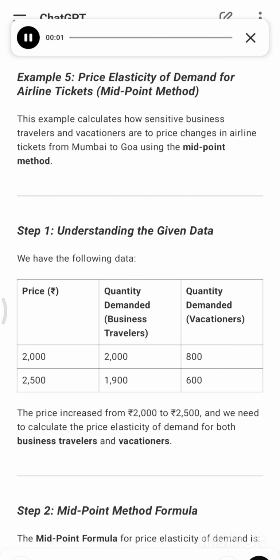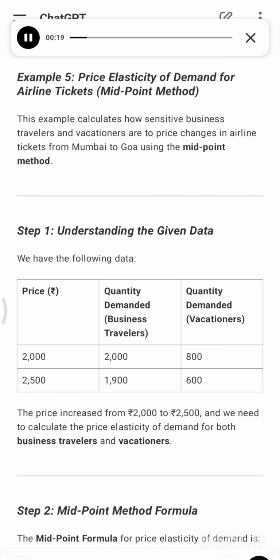Example 5. Price elasticity of demand for airline tickets, midpoint method. This example calculates how sensitive business travelers and vacationers are to price changes in airline tickets from Mumbai to Goa using the midpoint method. Step 1. Understanding the given data.